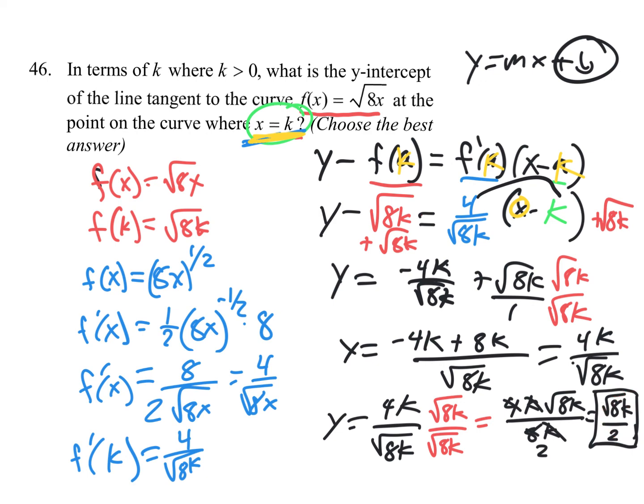That's the best answer. Technically, we could have said this right here was the y-intercept. That is the y-intercept. That's what you get when you plug in a 0, but we need to work it all the way down until we're left with just this.